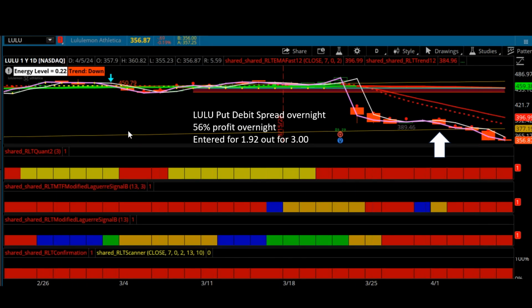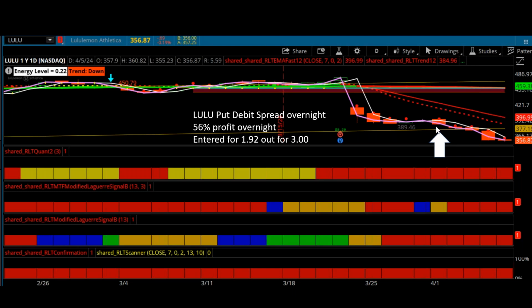We just took this fairly recently. This was a put debit spread, and we took it overnight, not that long ago, in early April, I think. But this was the compass system here showing Lulu on a daily chart. All right, so where do we take the trade? Well, I took it right here, and if you see how the stock is compressing right here. This was earnings. See how it's compressing right here, and then you see how it breaks down here.